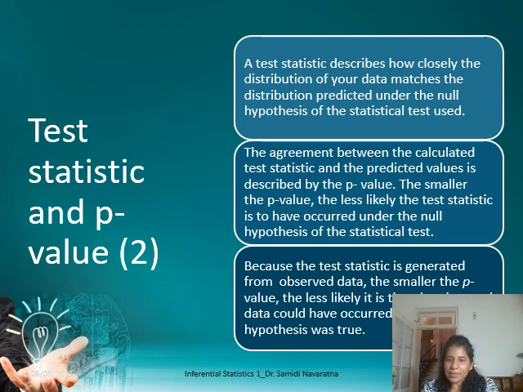So, because the test statistic is generated from observed data, the smaller the p-value, the less likely it is that the observed data could have occurred if the null hypothesis was true. So, you don't need to learn all these things by heart, just get the concept, right? So, if you go through the steps in hypothesis testing, you will again realize what I'm trying to convey here to you.